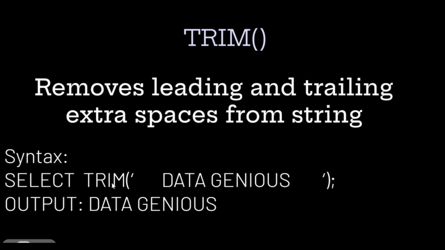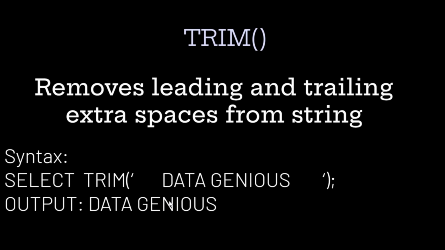Next we have the trim function. What it does is it removes the leading and trailing extra spaces from the string. If you see the example here, select trim, a space is given before this, which is a leading extra space, and after genius I have provided a trailing extra space. It will remove these two spaces, so the output will be data genius.